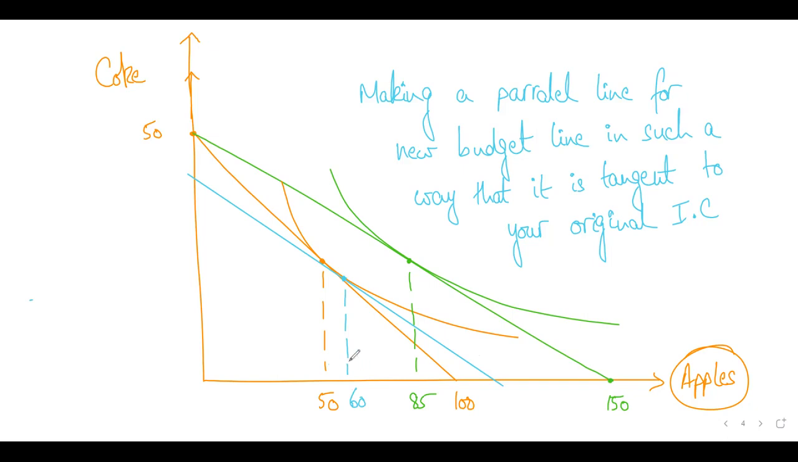Now, listen to this very carefully. Since this movement is along the same indifference curve, what do we call it? We call it substitution effect. Let me write it down on the other page. Movement along the same indifference curve, what we have just shown on the graph, is known as substitution effect.